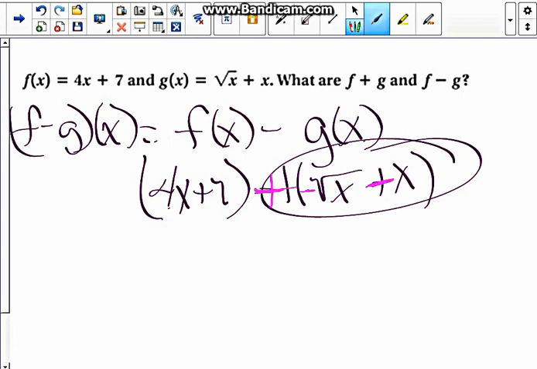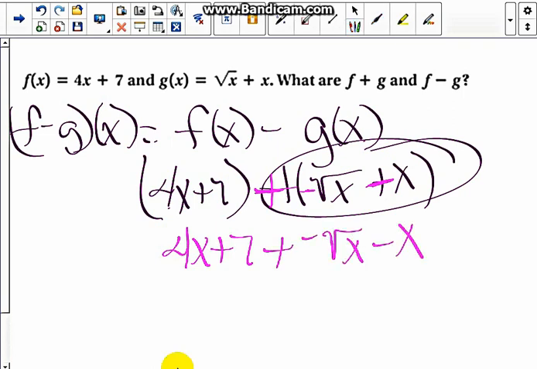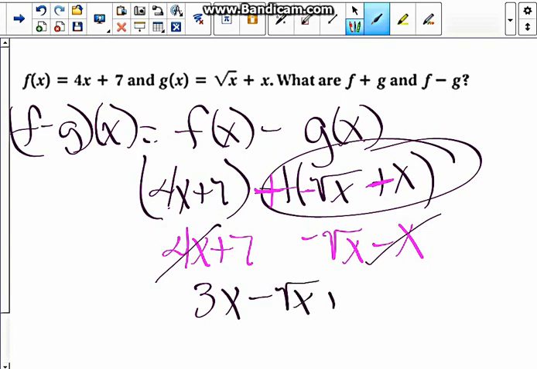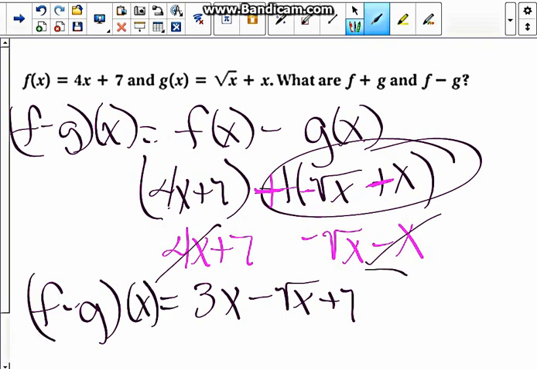All right, so we end up with 4x plus 7 plus a negative radical x minus x. So I'm going to erase that plus sign. And now combine terms. We've got a 4x minus x, which is 3x, minus radical x plus 7. And that's our answer.